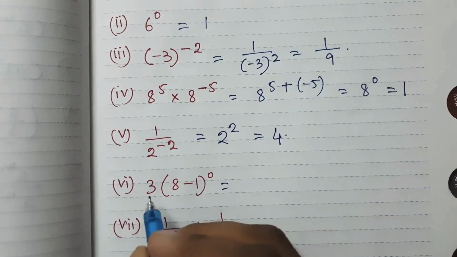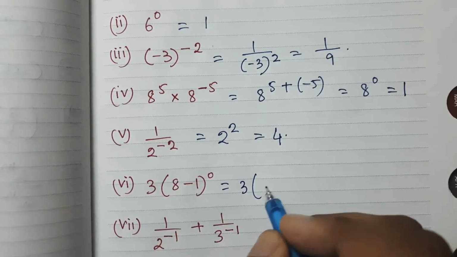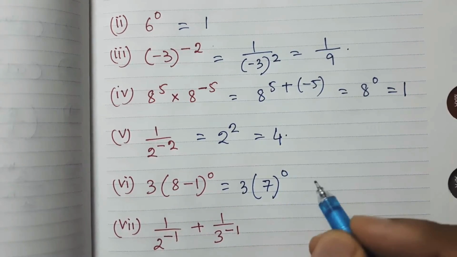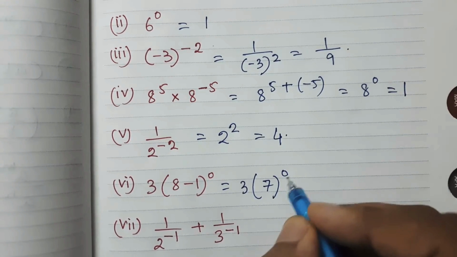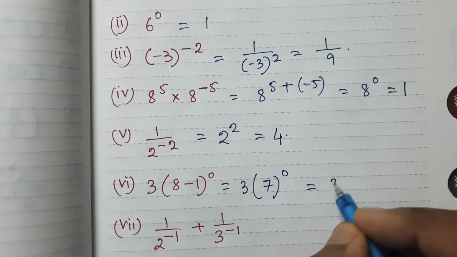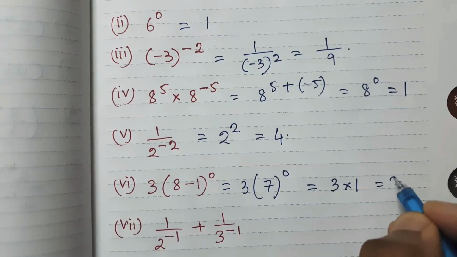Now here 3 into 8 minus 1 is what? 7 to the power 0. Now anything to the power 0, that means 0 exponent. So it is going to be 1. So 3 into 1, it is going to be 3.